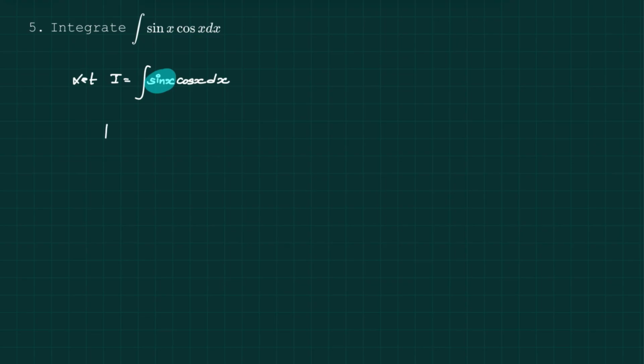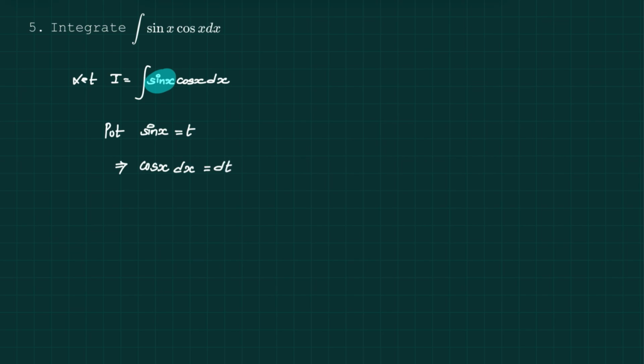So let us put sin x equals to t, and differentiating both sides with respect to x, we will have d/dx of sin x is cos x and d/dx of t is dt over dx. That dx we will write here only, cos x dx equals to dt.